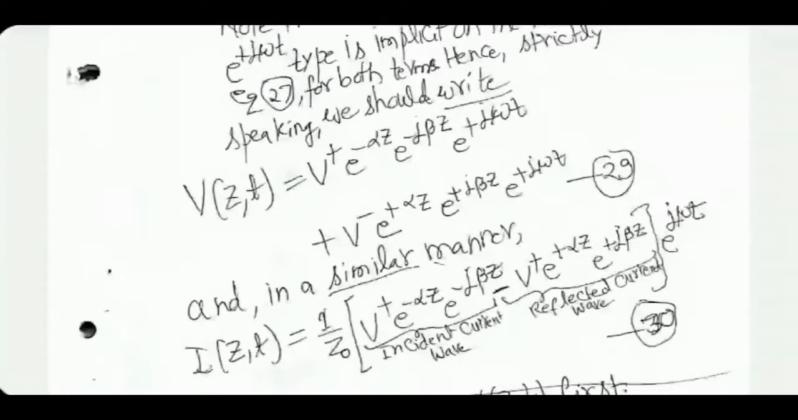Now for a moment, forget the decay part. Look at the two components, e to the power minus j beta z and e to the power plus j omega t. If they are combined, I'm talking about the first term on the right hand side, these two terms will give you e to the power j multiplied by omega t minus beta z.